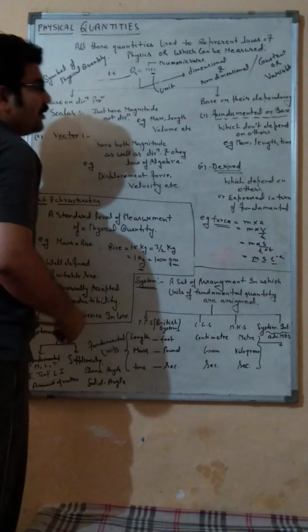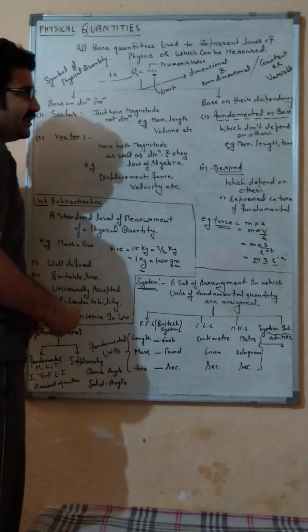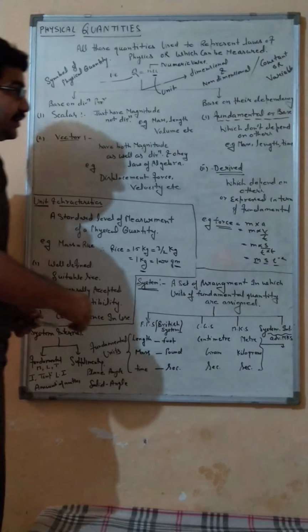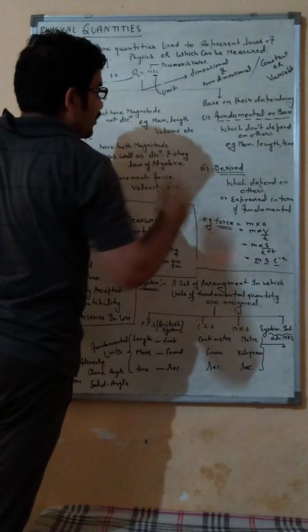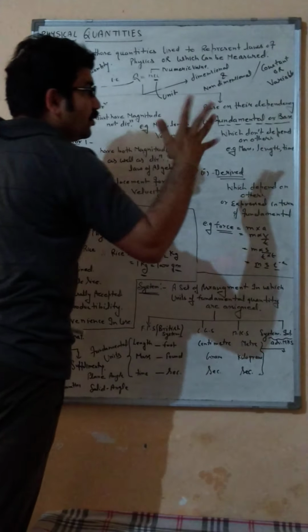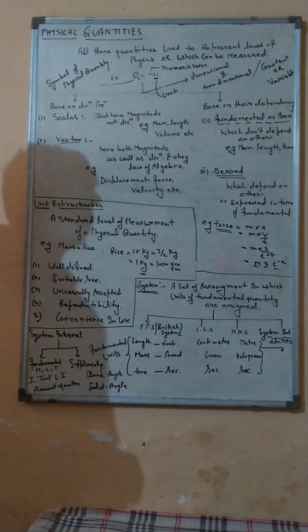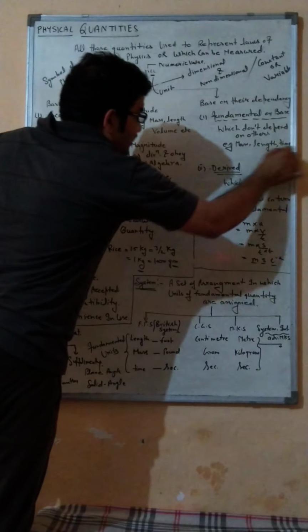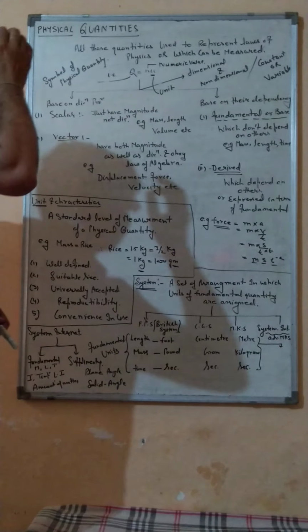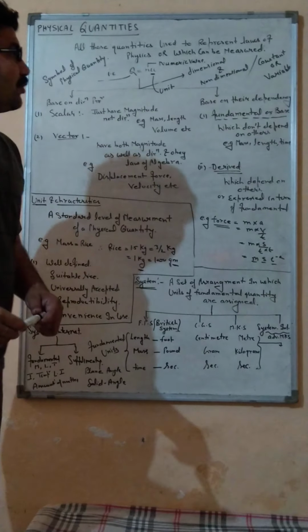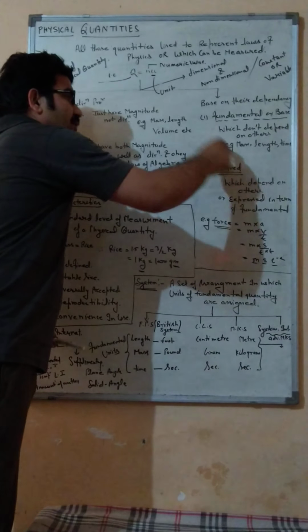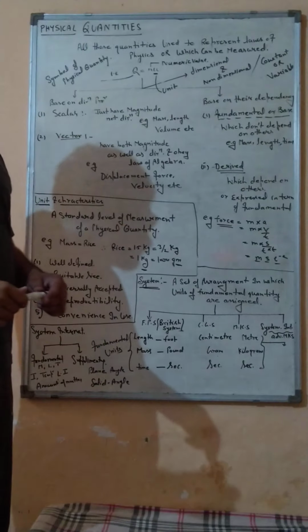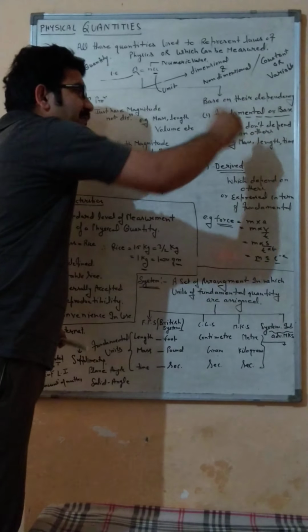Now, on the basis of dependency, there are also two classifications. First is fundamental, commonly called base quantities, and second is derived quantities. Fundamental or base quantities are those which do not depend on other terms. For example, mass, length and time. Actually, these are the smallest quantities. You can't break them. These are the simplest.